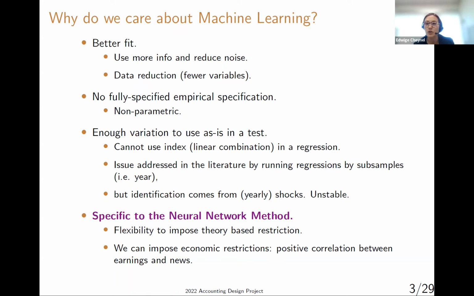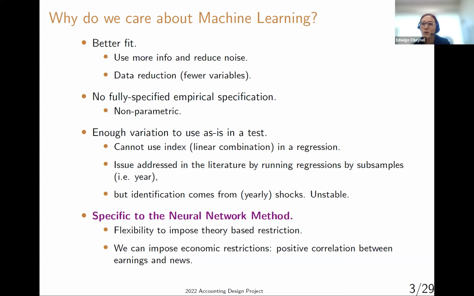When you do that, you will see that in our approach, you will be able to get our measure and literally put it in your regression if you have a specific question in mind that requires a variable measuring conservatism. With machine learning, we don't specify any functional form, so it's non-parametric in this sense. And you will see down the road that the non-linearities seem to play a role in explaining this differential timeliness. From there, we will have enough variation to use as is in a test, because if you look at a typical linear combination in a regression, you cannot use those measures as is.